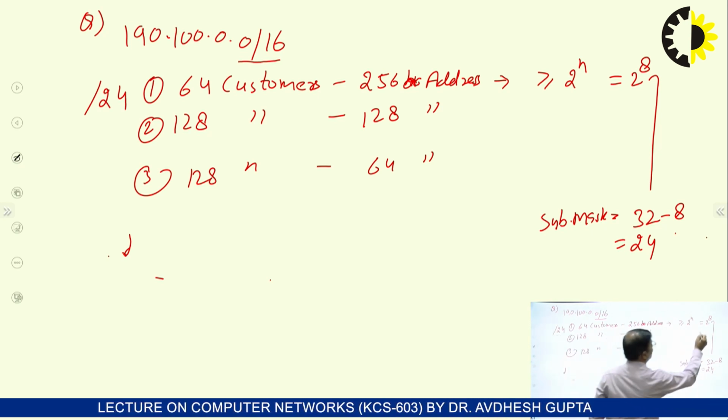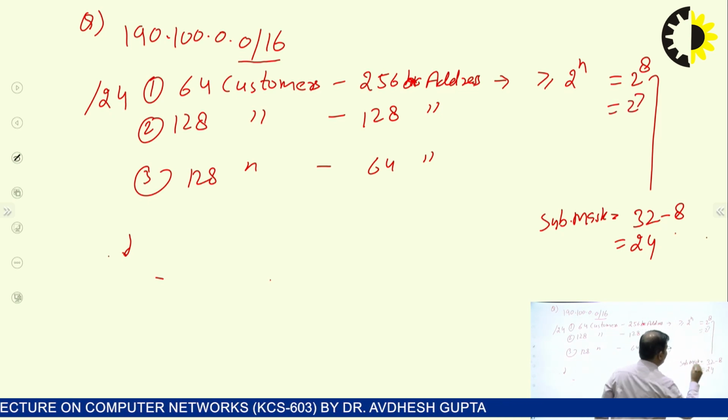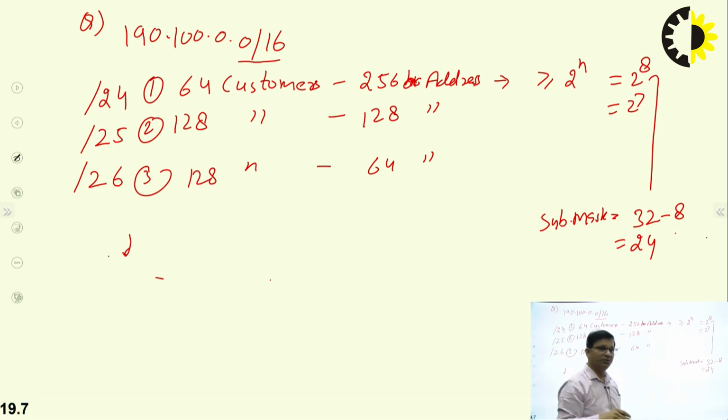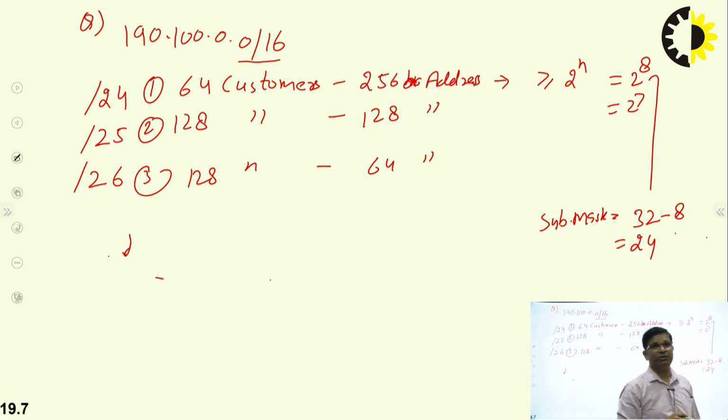In the second question, if 128 addresses are available, then it is 2 to the power 7. It means /25 in this case. So the mask for these different customers: if the 64 customers are using 256 addresses, the mask for these 64 customers is /24. It means 255.255.255.0.